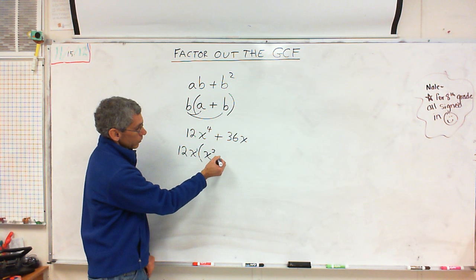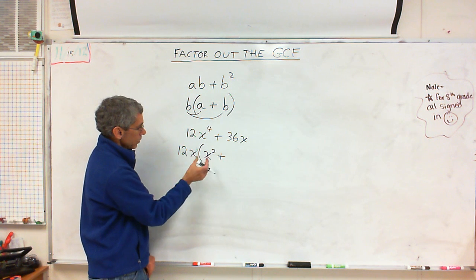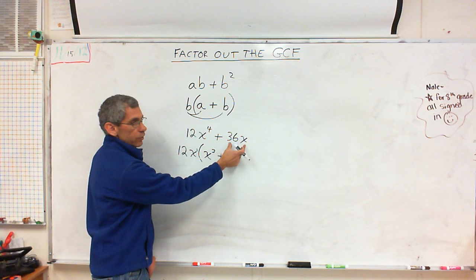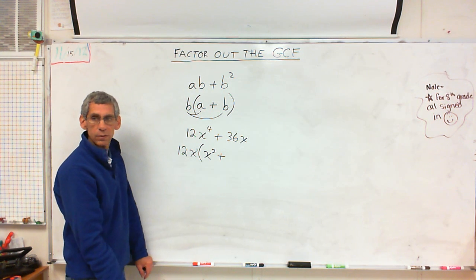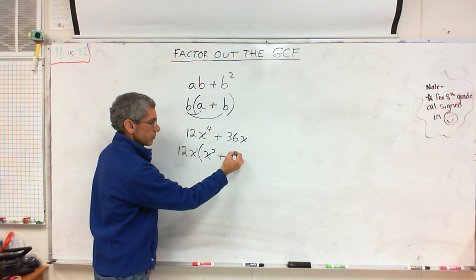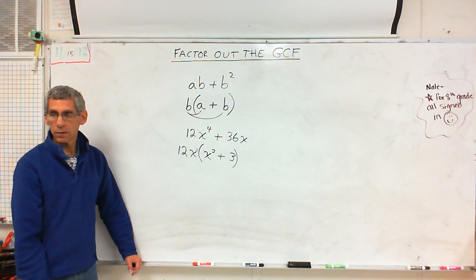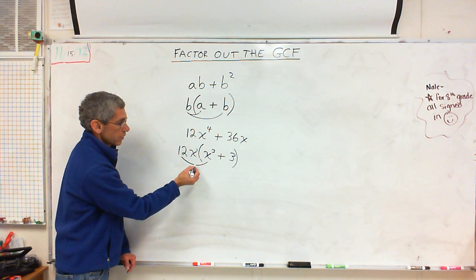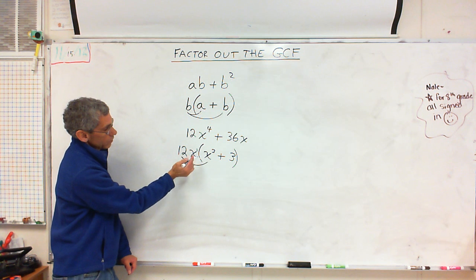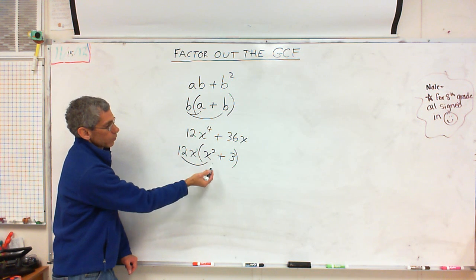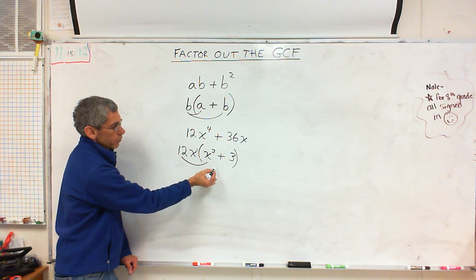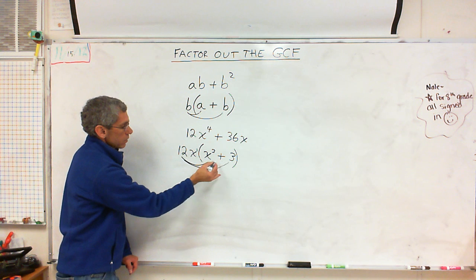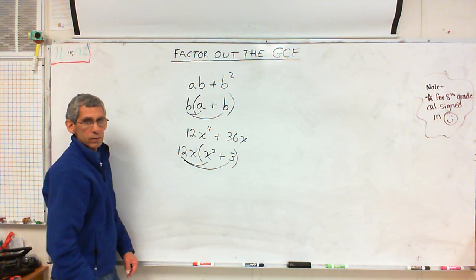Now I've got a plus sign here, so I'm going to bring that plus sign down. And then 12x times what is equal to 36x? 3, right? And I'm done. Now I'm going to just check it. 12x times x to the cubed is 12x to the 4. Yes, that's right. Plus 12x times 3 is 36x. Yes! We did it.